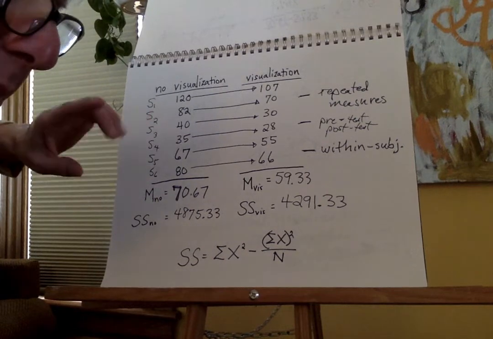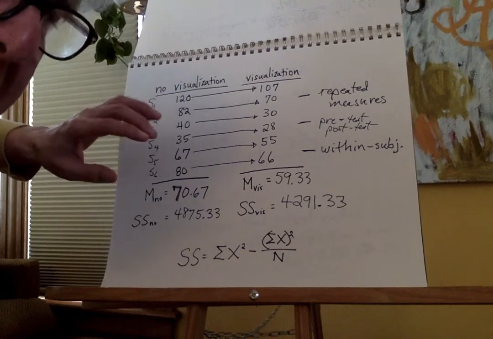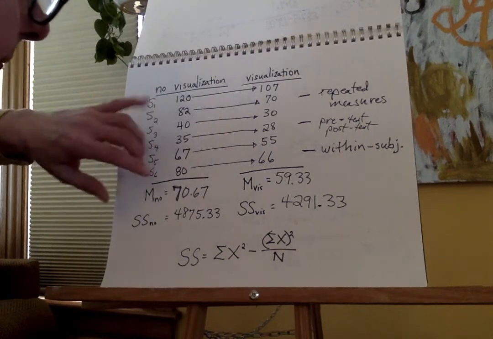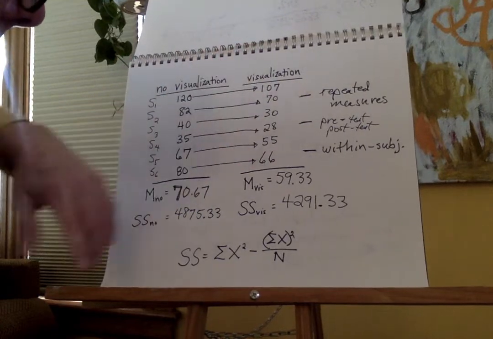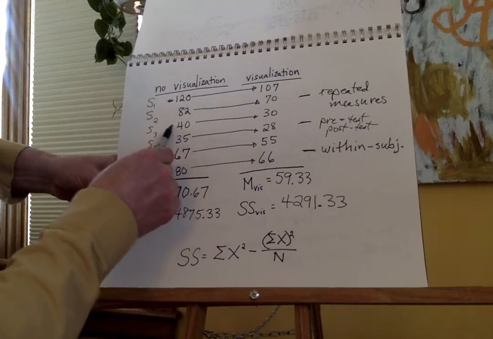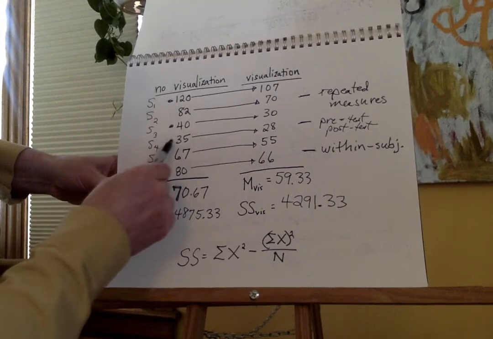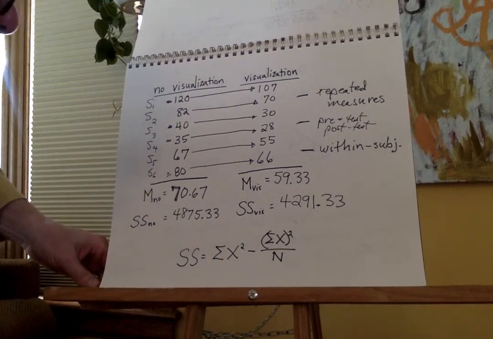But this is why it makes a difference if you have the same people. Same six people, okay? Lots of variability here. Let's look at the difference between these two people. Wow. Look at the difference between these two people. Wow. Lots of variability, right?